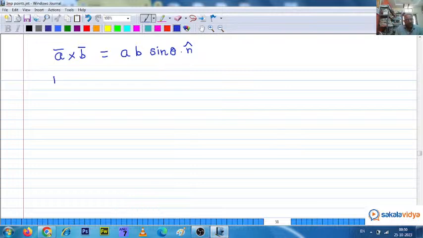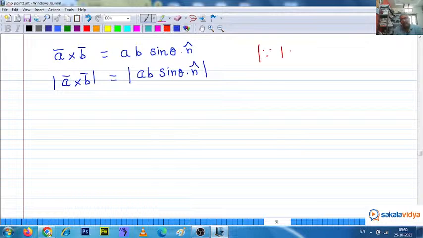So now take the modulus. Modulus of A bar cross B bar is equal to mod of AB. AB is a scalar quantity, sin theta is also a scalar quantity, n cap. One thing to remember, my dear students: the modulus of n cap, where n cap is the unit vector. Unit vector means whose modulus is 1. So here you are going to get, very interesting, AB sin theta, because the modulus of n cap is equal to 1. These are concepts you need to concentrate on more.